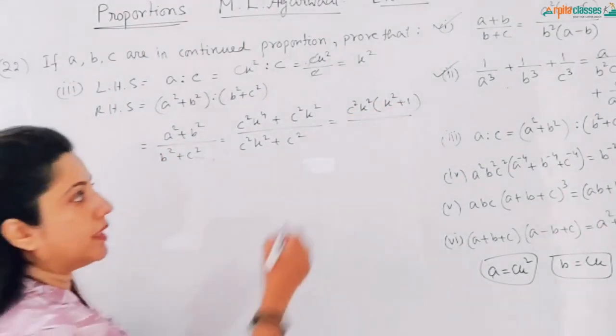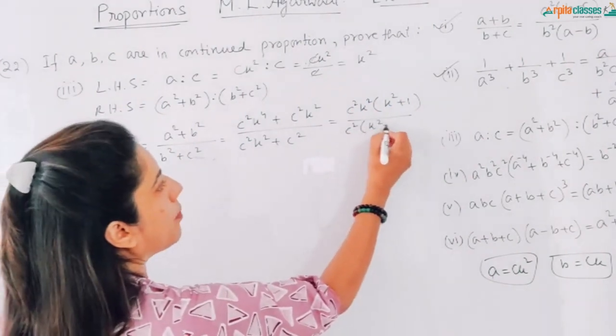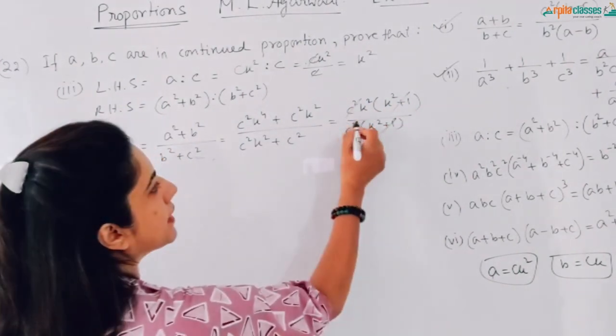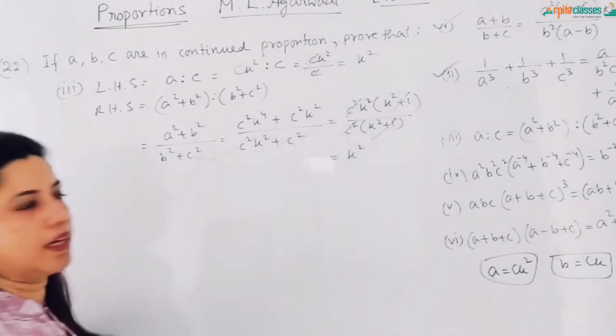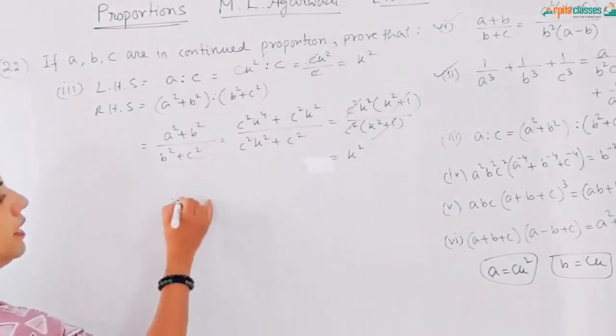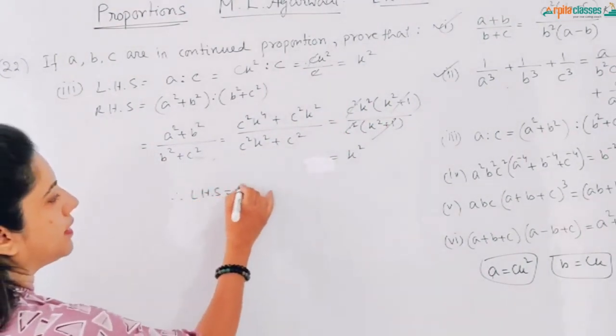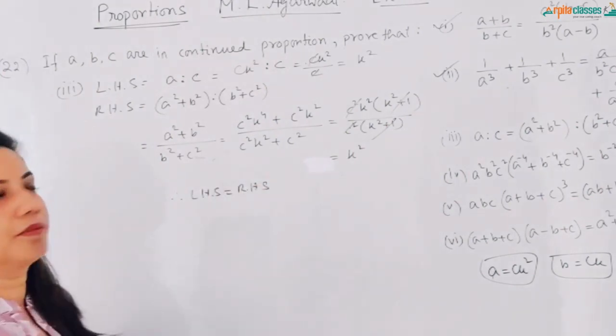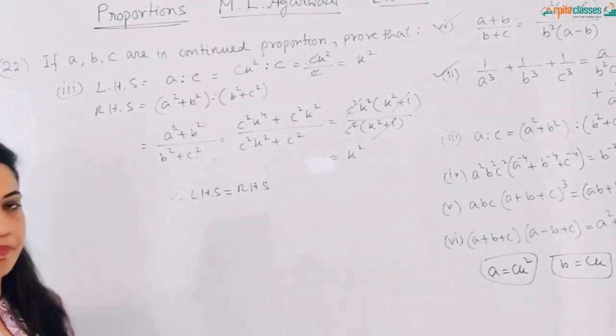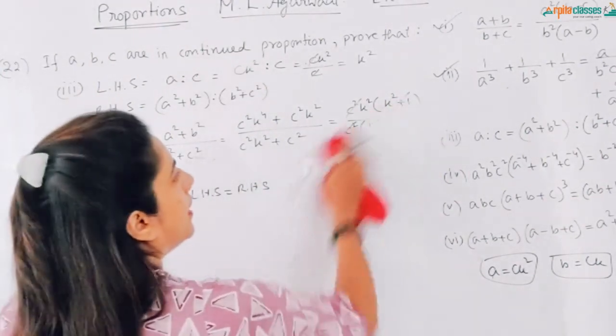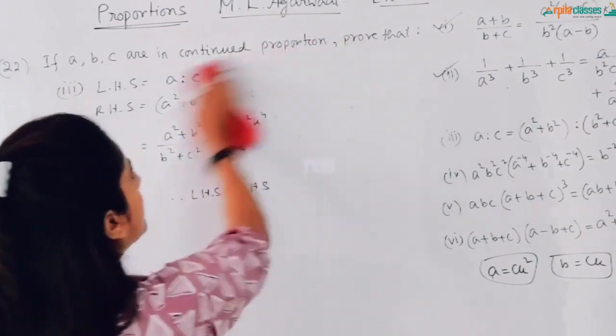From down we can take c square common. So it is k square plus 1. This is getting cancelled, this is getting cancelled. We are getting k square from the right hand side. Therefore we can write left hand side is equal to right hand side. That's the third sum. Okay. Let us proceed to the next question.